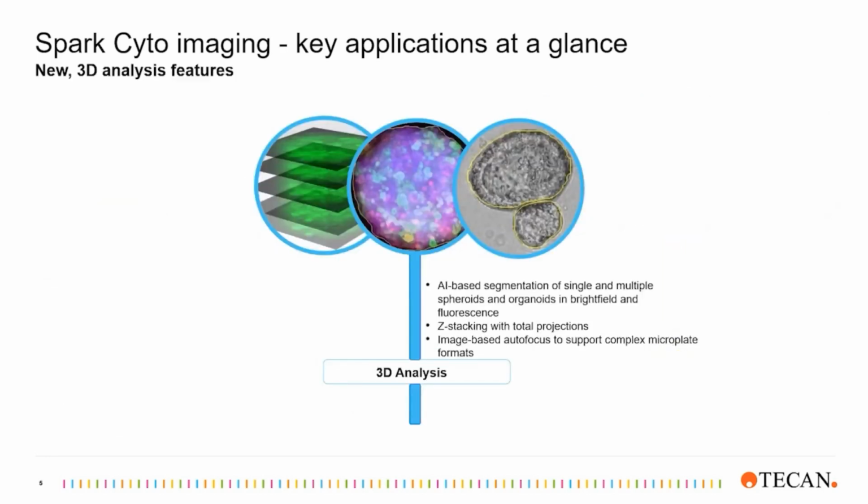With Spark Control 4.0, we now add new 3D analysis functions, including AI-based segmentation of single and multiple spheroids and organoids for bright field and fluorescence images, Z-stacking functionality with the ability to create total projections from the stack, and a new image-based autofocus to support imaging of complex formats, such as round bottom plates. So let's get into the details.